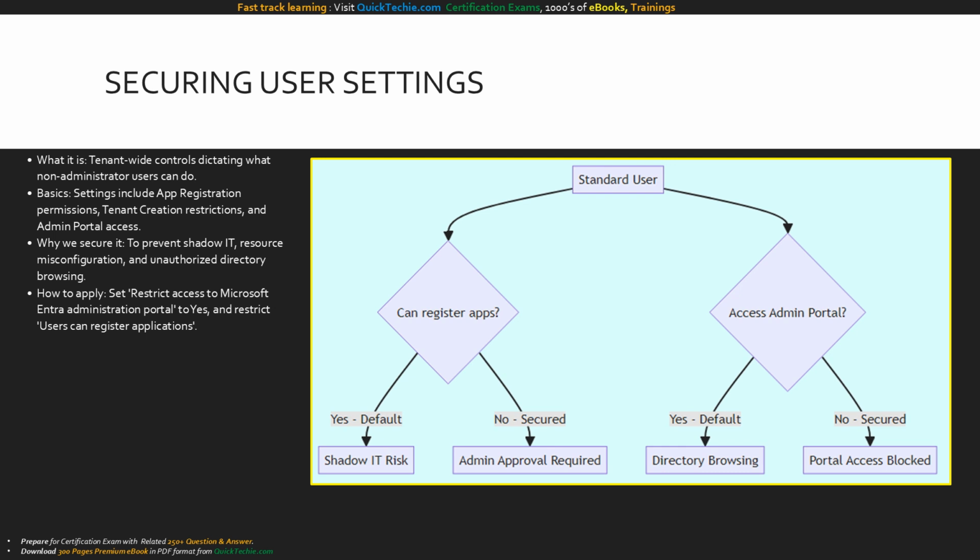This diagram contrasts the default state with a secured state. When a standard user attempts an action, they hit our configured gates. If they try to register an app, the default yes leads to shadow IT risks, whereas our secured no routes them to a formal admin approval process. Similarly, if they try to access the admin portal, our secured no blocks them, preventing unnecessary directory browsing and keeping them focused on their actual work applications.